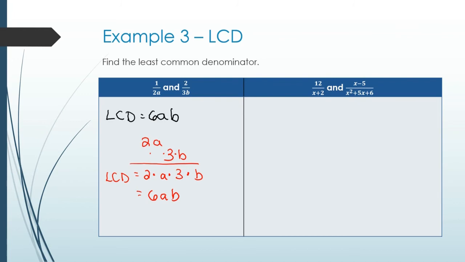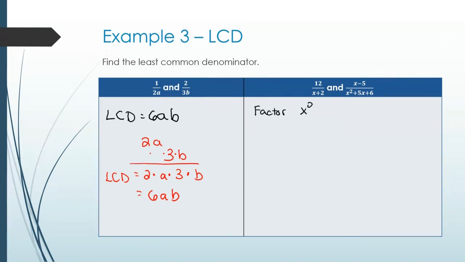Now on the right here, this one's a little more complicated. I have 12 over x plus 2, and then I have x minus 5 over x squared plus 5x plus 6. So the first thing I have to do is factor. If you have anything with an x squared, you have to factor it in order to find the common denominator. So anything that's x squared or higher, you have to factor. So that's what we're going to do first.